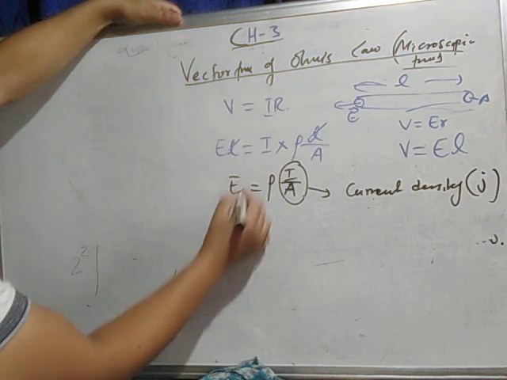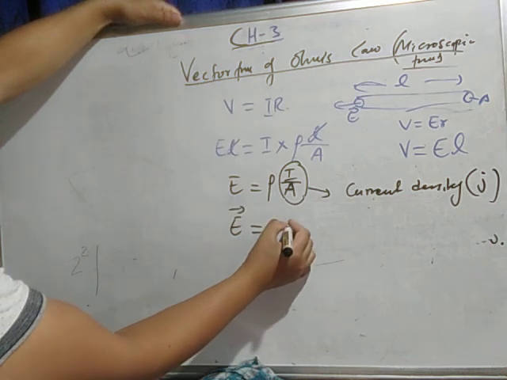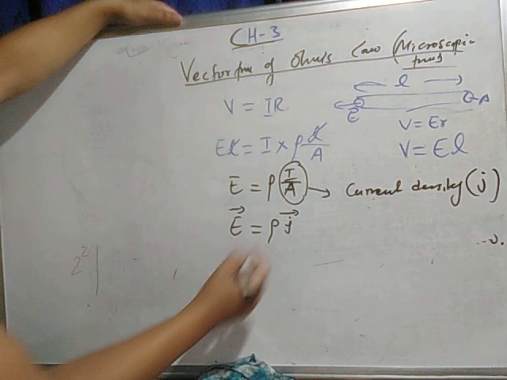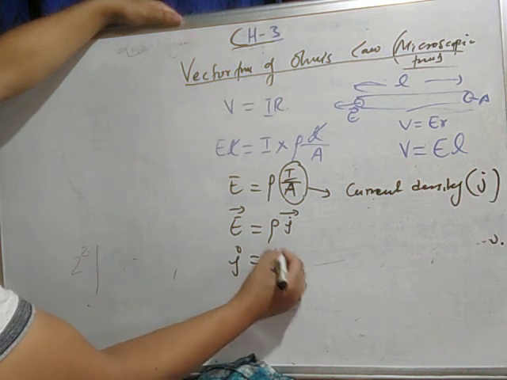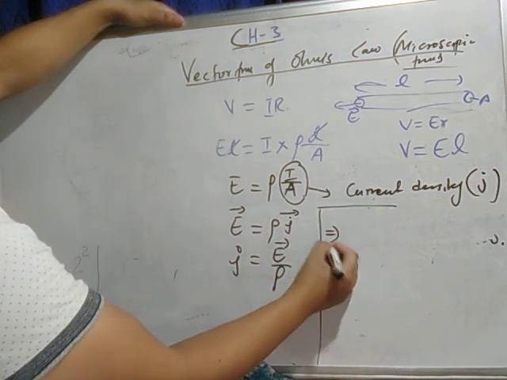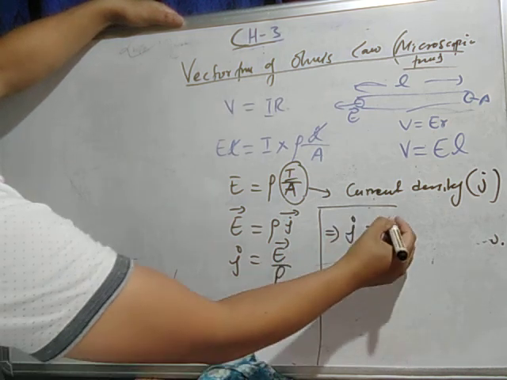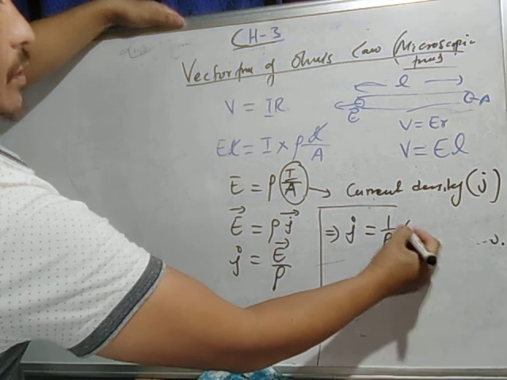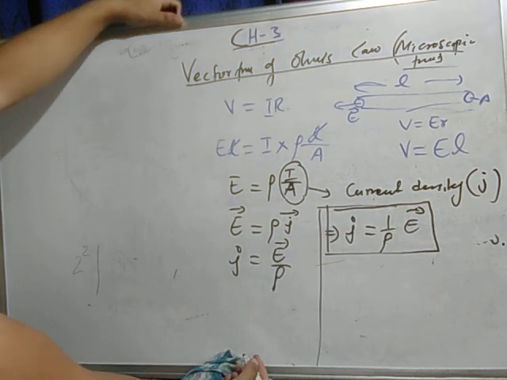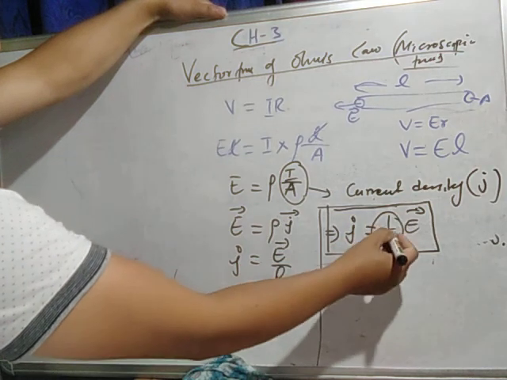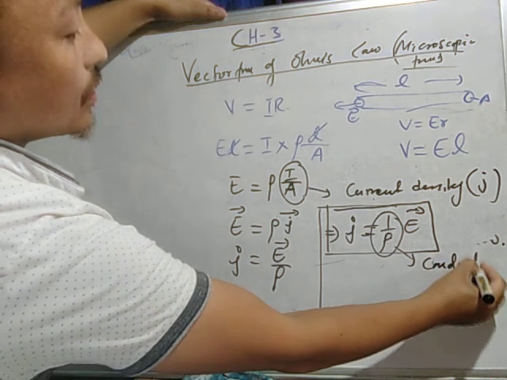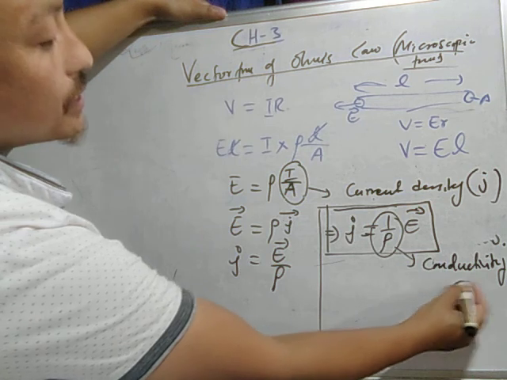So E is your vector, so rho J, current density is also a vector. Clear? So this is your current density, so J equals to how much? E by rho, which implies J, that is current density, equals 1 by rho E. So this is our vector form of current density. Clear? So this is 1 by rho, we call it conductivity, and we denote it by sigma.